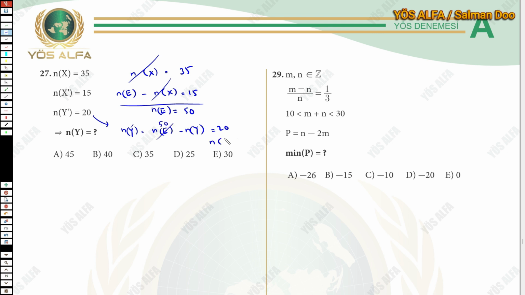So the number of elements of set y is 50 minus 20, which is 30. The answer is E, 28.